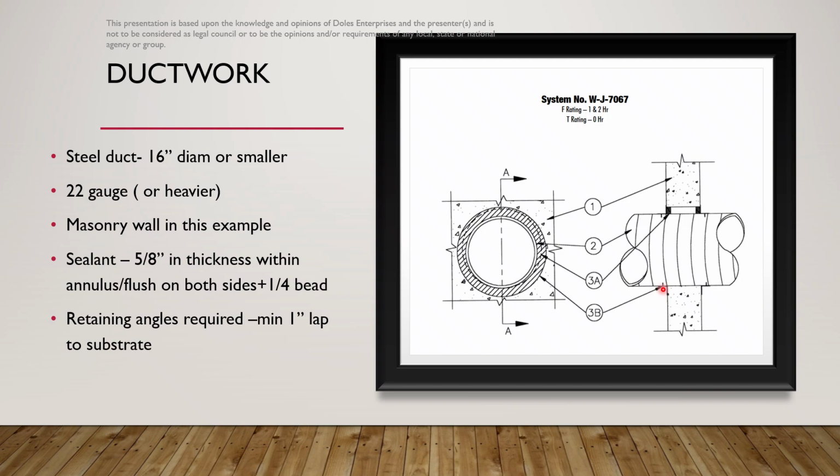So this 1 inch of angle must overlap the opening. In this case, 1 inch angle may not work. We may be able to get the 1 inch here, but on the vertical we may have to use a 2 inch angle because we want 1 inch lap on the substrate. This is a common violation seen in the field.